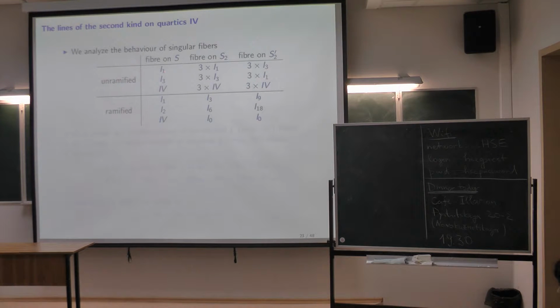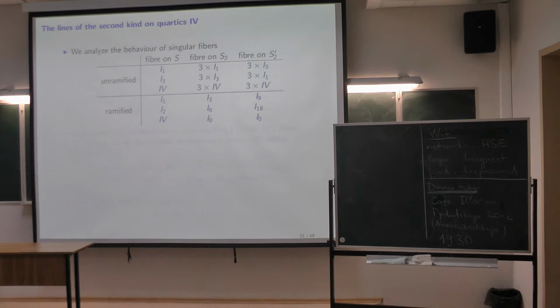Okay, so now I have to compare fibers. From I1 I get 3 copies of I1 because it's unramified. And then when I divide out I get 2 copies of I3 over this. And it goes as I have written down. This is standard theory. I'm so quick because I just want to explain the idea of how we do this.